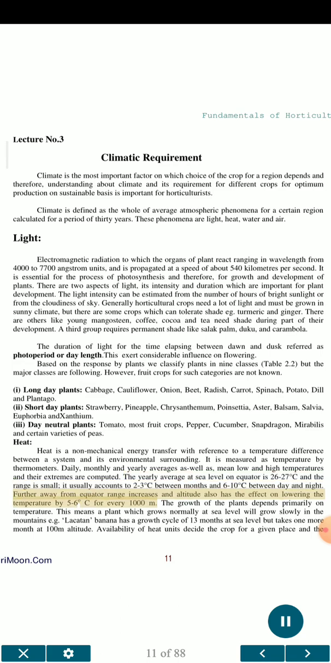Further away from the equator, the range increases. Altitude also has the effect of lowering the temperature by 5 to 6 °C for every 1000 meters. The growth of plants depends primarily on temperature. This means a plant which grows normally at sea level will grow slowly in the mountains, e.g. Lakatan banana has a growth cycle of 13 months at sea level but takes 1 more month at 100 meters altitude. Availability of heat units decides the crop for a given place.